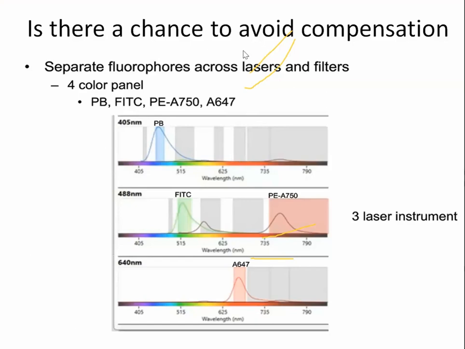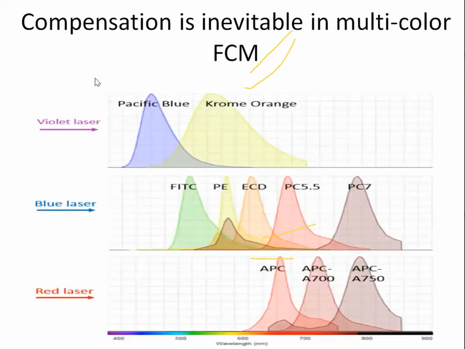So you can avoid compensation like this, but if you want to use the machine to its maximum capacity and utility, compensation is inevitable. Because the same 3-laser instrument, I can use it for 10 colors. I can beautifully do leukemia, lymphoma. But if I need to avoid compensation and spillover, I can do only a 4-color experiment. So especially when you're doing multicolor flow cytometry, compensation is inevitable. You need to know that.